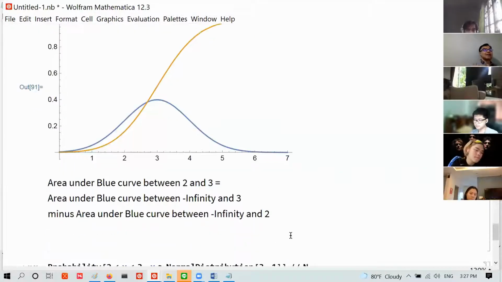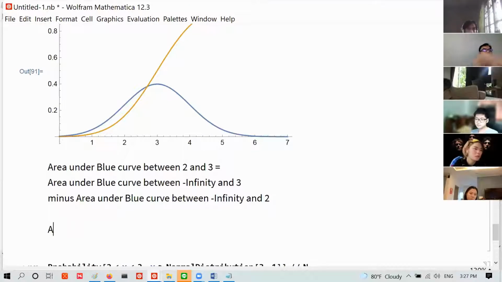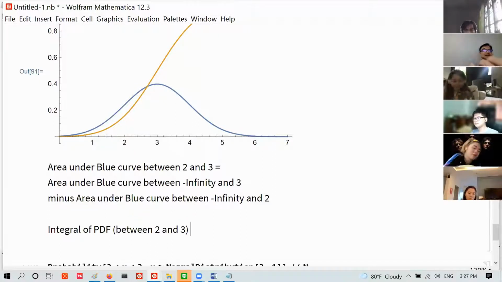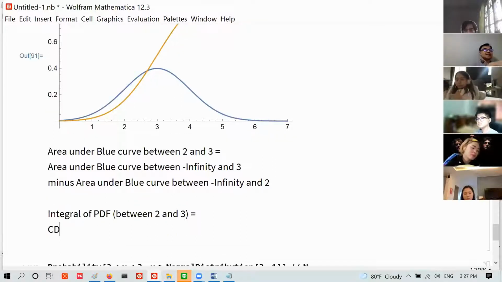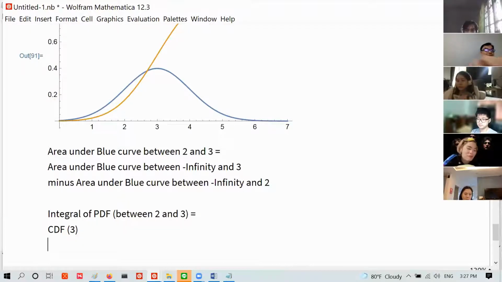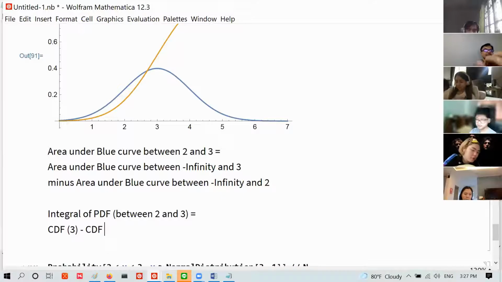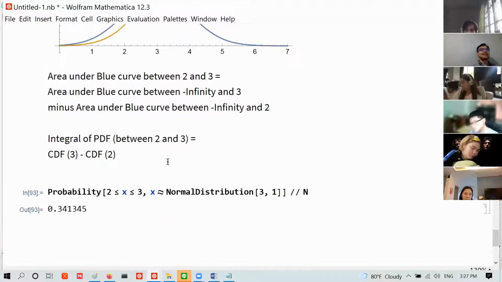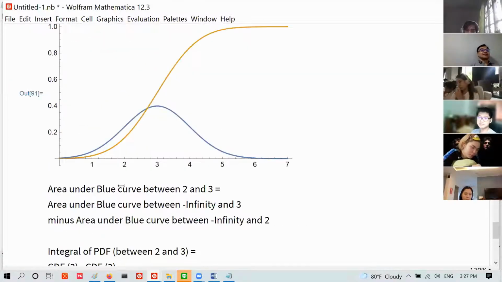Now, I'm going to put in another word. Integral of PDF between 2 and 3 is equal to CDF 3, because CDF accumulates from minus infinity, minus CDF 2. These two are exactly the same statement. This is a descriptive statement.